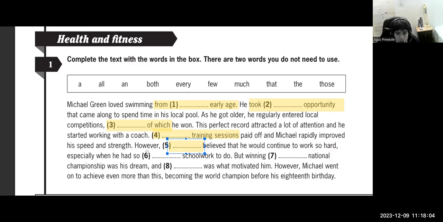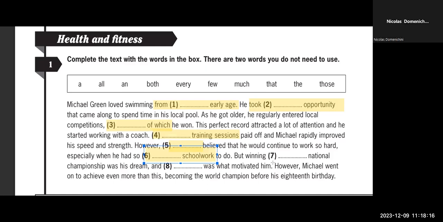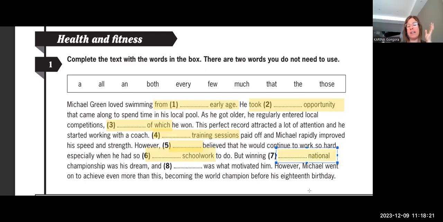So much schoolwork. Very good. Because with work, we say "much." Yes. Because remember, it is uncountable. Schoolwork. Okay. Number seven. Winning international. Very good. Easy. Yes. Something that is like the one of a kind.